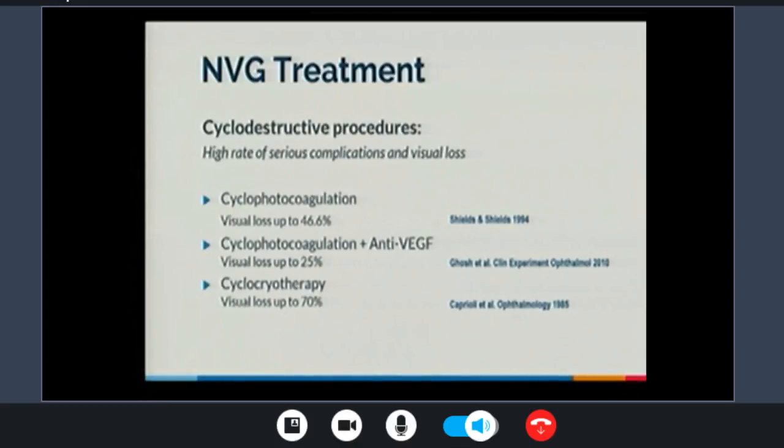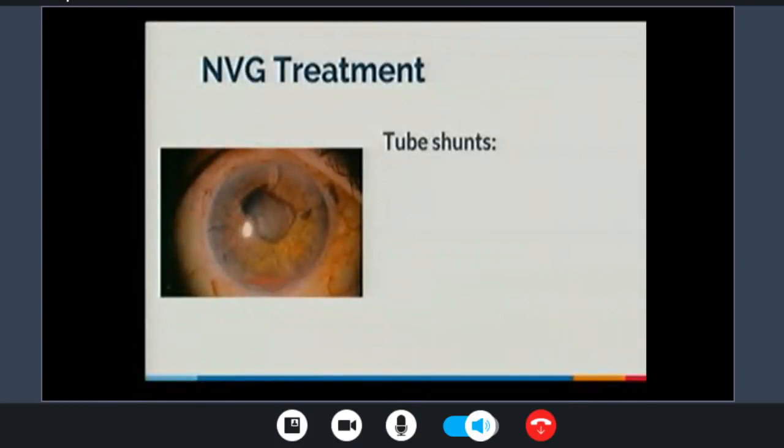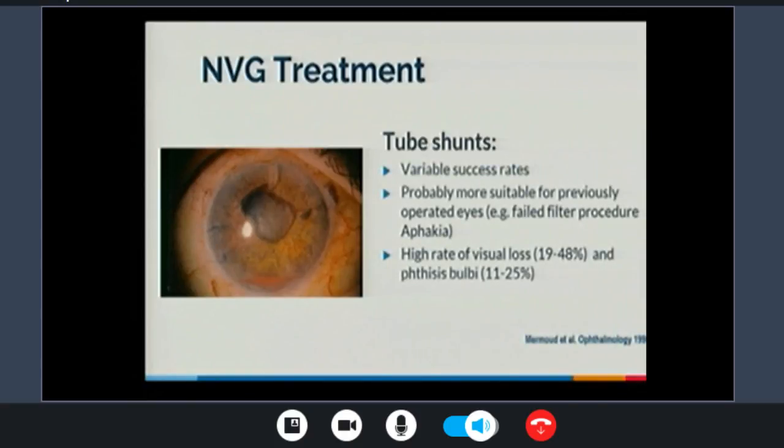Cyclocryotherapy, nobody is probably doing it anymore nowadays, and it's well known to be associated with more risk for visual loss, phthisis bulbi, and so on. So I don't think that is a modality of treatment nowadays. So then the tube surgery, I didn't touch the filtration surgery now, so suppose that the patient is not suitable for trabeculectomy, then I think the best approach is to go for tube shunts. And again, tube shunts give a variable success rate, but it's a good option, to be honest with you.